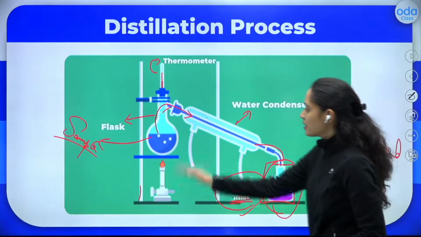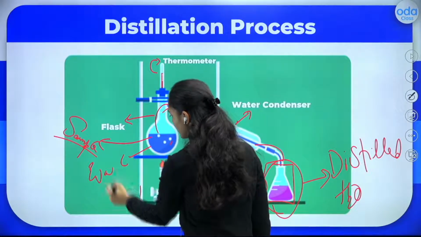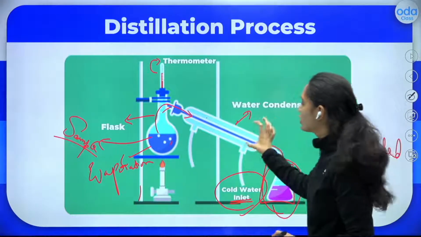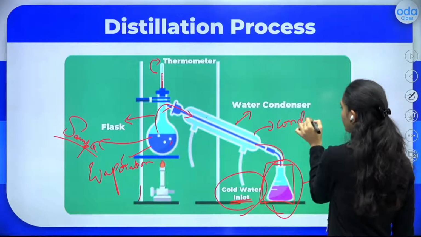So students, this step is the evaporation. Here evaporation is happening. At the same time, when we cool the condenser, here it is condensation which is happening.